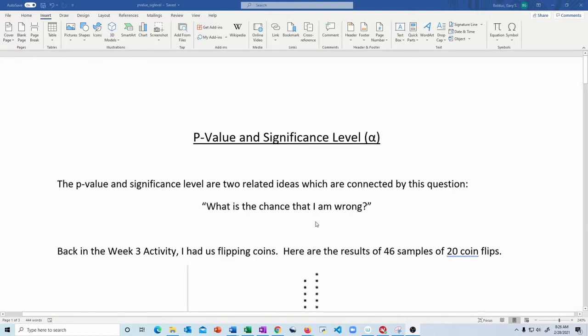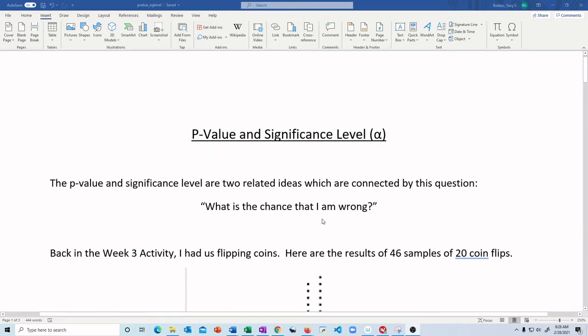In this video, we're going to go through an example from one of the previous weekly activities to show you the idea of the p-value and significance level working together. And so this starts off with a question. What is the chance that I am wrong in my analysis?